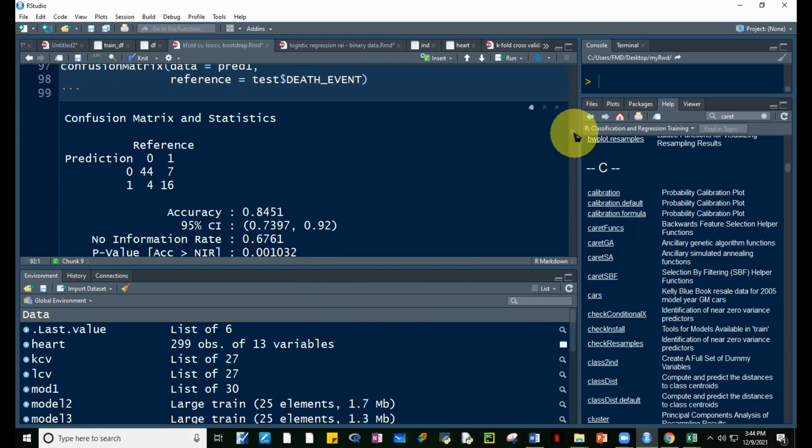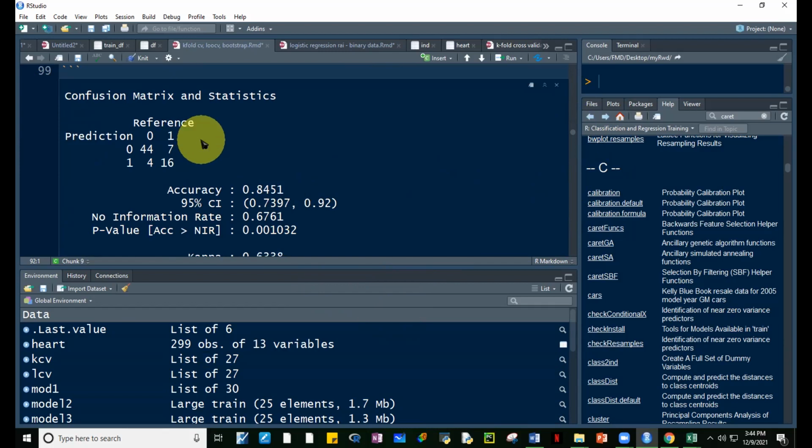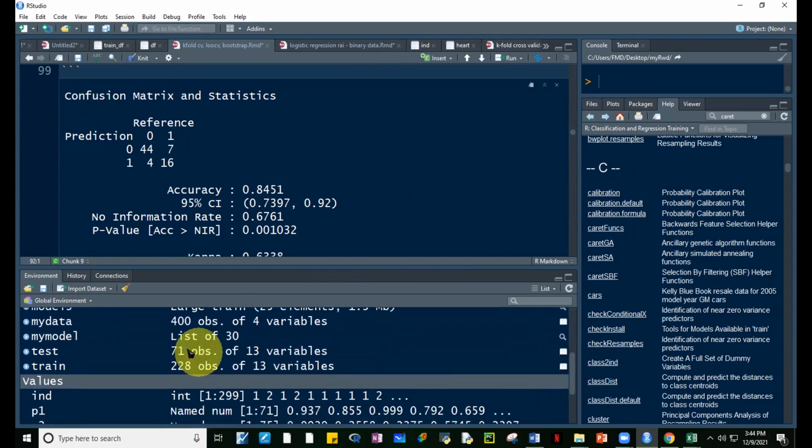Okay, so let's take a look at this. So this is now yung test data natin, di ba? Remember our test data is 71. Di ba? 71 observations. Tama ba? Yeah, 71. If you add this, this is 71. Okay, so ito yung true negative, 44, predict na hindi mamamatay, hindi nga sila namatay, and 16, true positive.